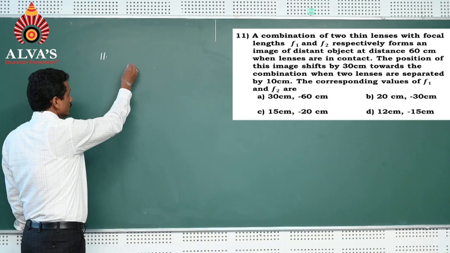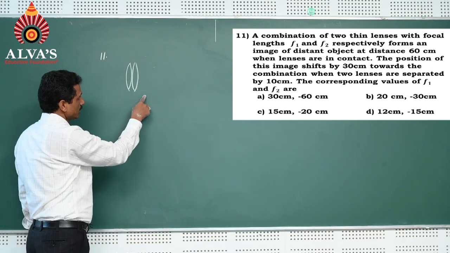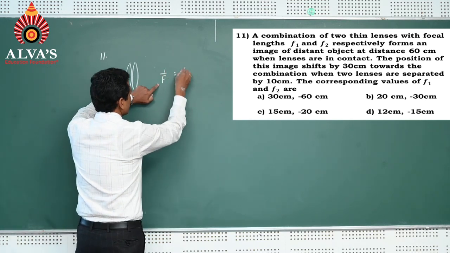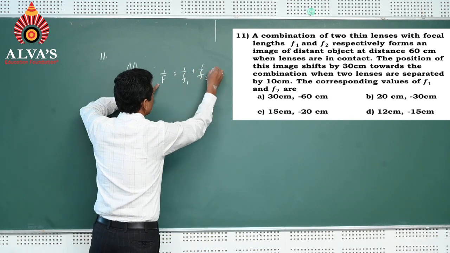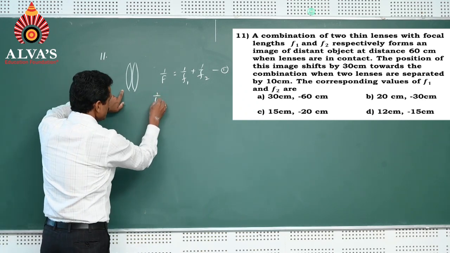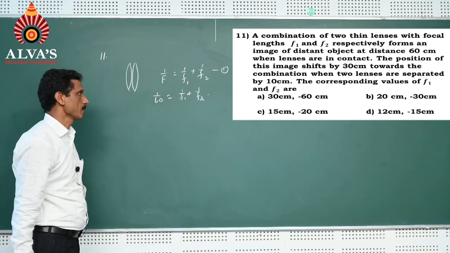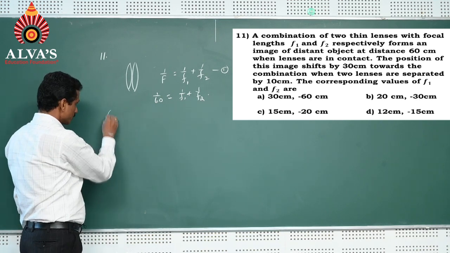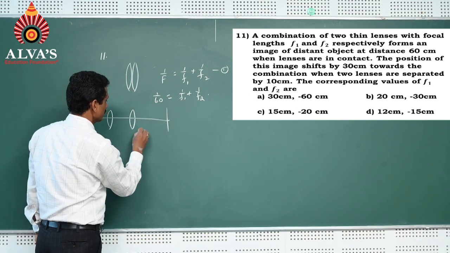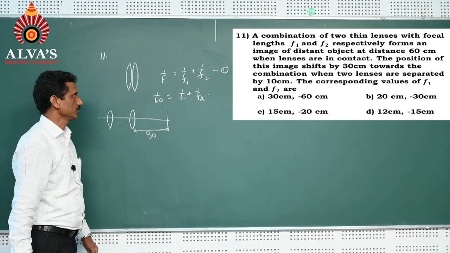Here, in the lens combination, two thin lenses are in contact. If two thin lenses are in contact, then the reciprocal of the equivalent focal length is equal to 1 by f1 plus 1 by f2, equation number 1. In the first sentence, 1 by f is given as 1 by 60, which is equal to 1 by f1 plus 1 by f2. Okay, second sentence, if the two lenses are separated by a certain distance and the image shifts, this image distance, nothing but the equivalent focal length, is given as 30 cm.